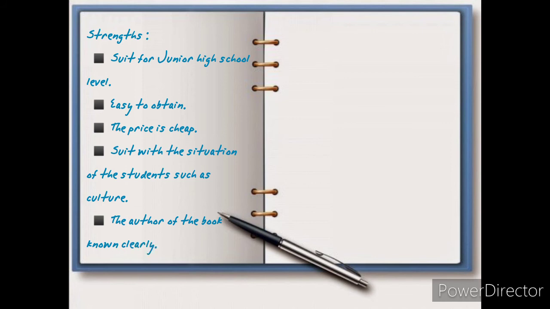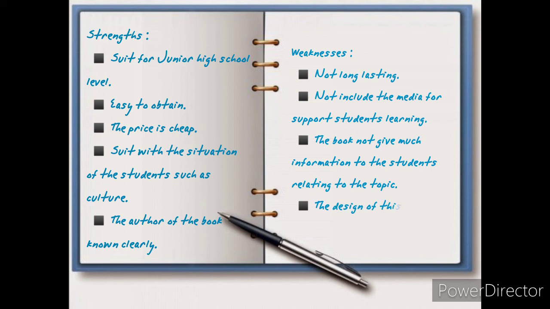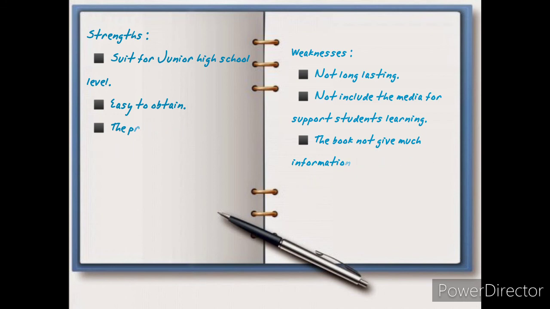Meanwhile, the weaknesses of this book are that it is not long-lasting and does not include media to support students' learning. The materials in this book are too short for junior high school level. It seems the book does not give much information to the students relating to the topic, so it would be better if the author gave more information to make students' knowledge broader. And the last is that the design of this book is too general, so it is hard enough to find each part in one chapter. It would be better if each part in one chapter were arranged well.